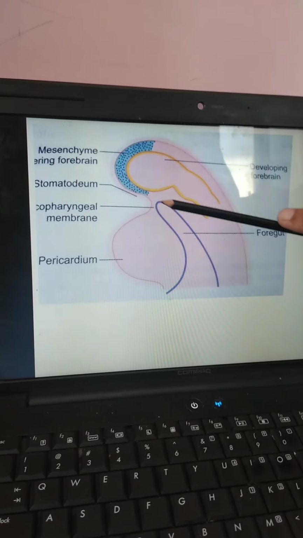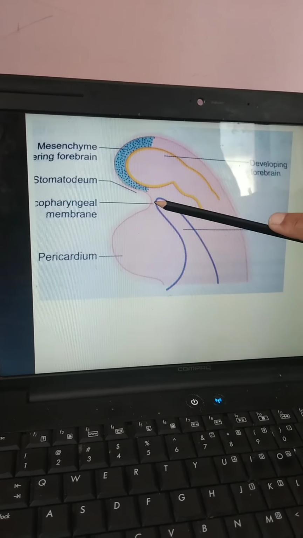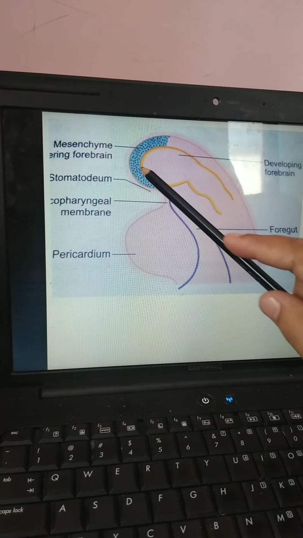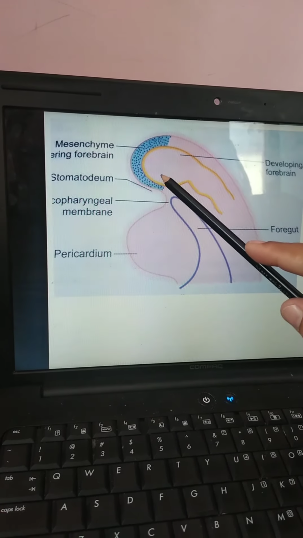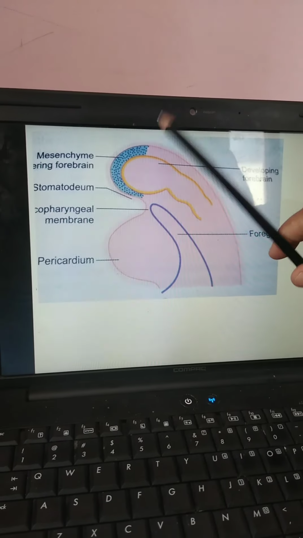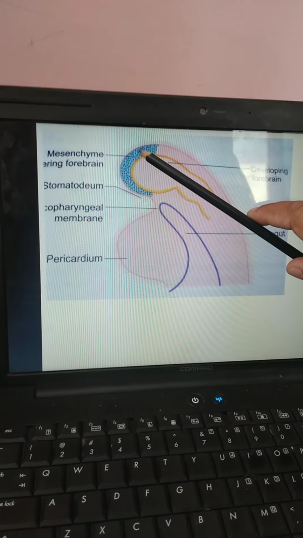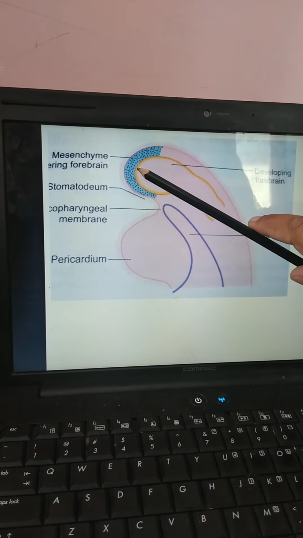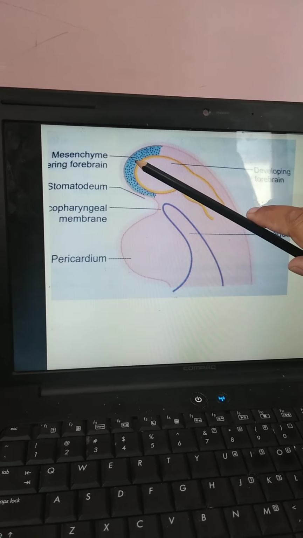And the stomatodeum is separated from the future mouth by the buccopharyngeal membrane. Now what will happen, this area, this stomatodeum, gives rise to the future mouth. Now here you can see the developing brain, which is a part of the forebrain of the developing nervous system.